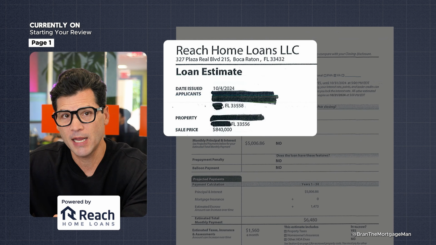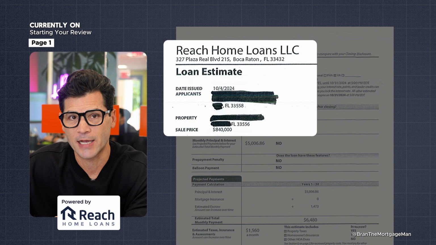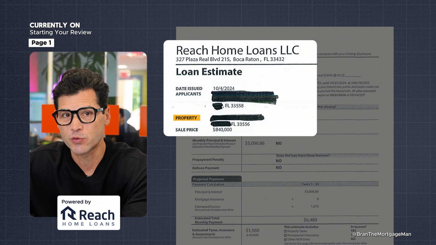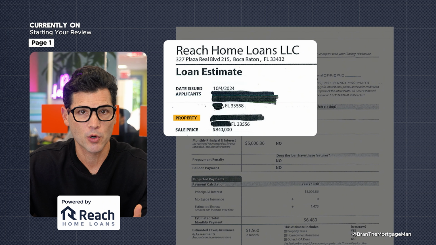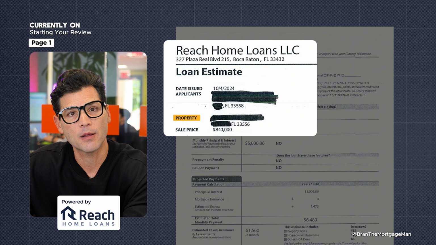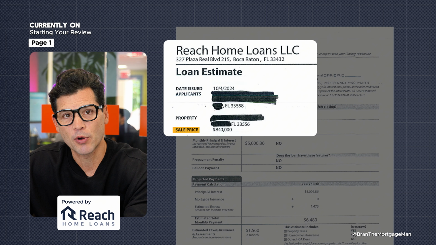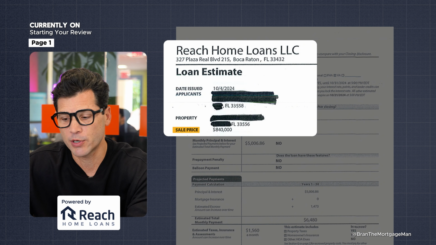Now, underneath your name as the applicant, it should have your current address, not the subject property. But just below that, you'll see property, and that's where the subject property, meaning the home you're purchasing, should be listed. Make sure it's the home that you're under contract for. Under that is the sale price, the amount you're paying for the property you're buying.